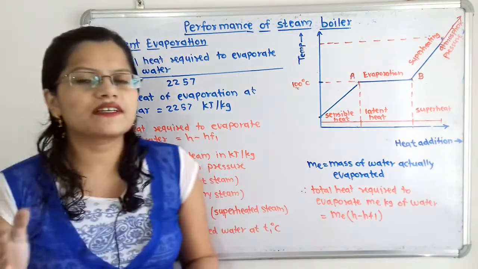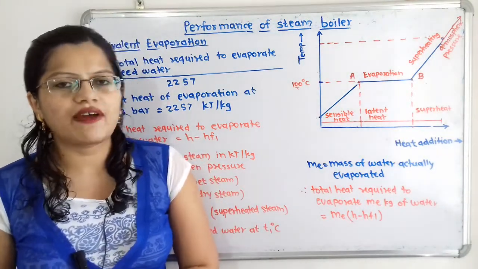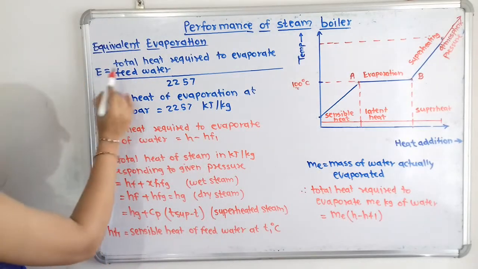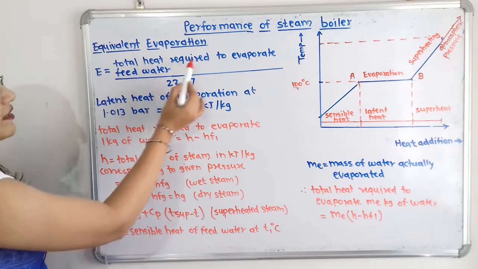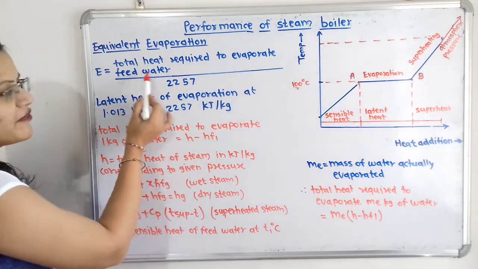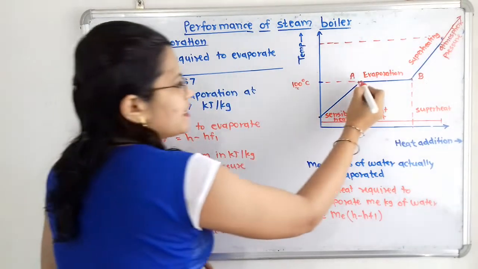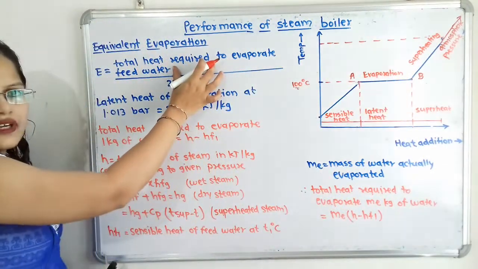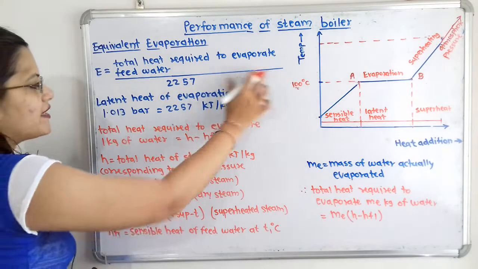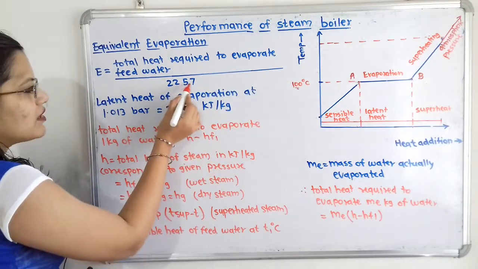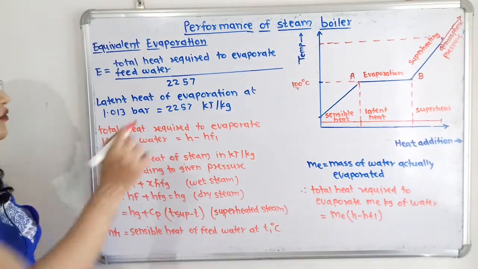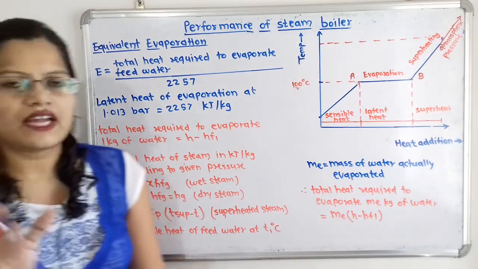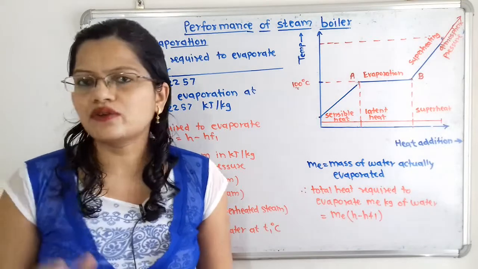So how will we write the formula for the equivalent evaporation? The notation is capital E, which is equal to the total heat required to evaporate feed water. So what is the heat required to evaporate feed water? That we have to take here in the numerator, divided by 2257. Now what is this number? This number is constant and fixed, that we have to take to solve the numerical.